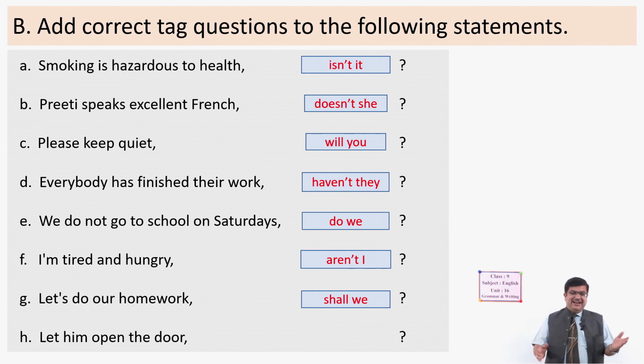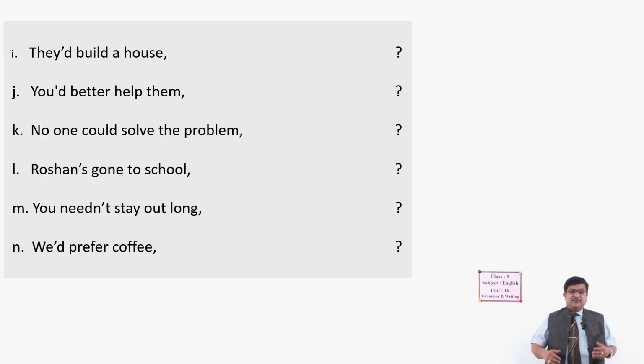Similarly, H, let him open the door. So, as I said, let with apostrophe s, shall we. Let us or let with a verb, so we use will you. Okay? So, let him open the door. What is the tag of the statement? Of course, will you is the tag of this statement.